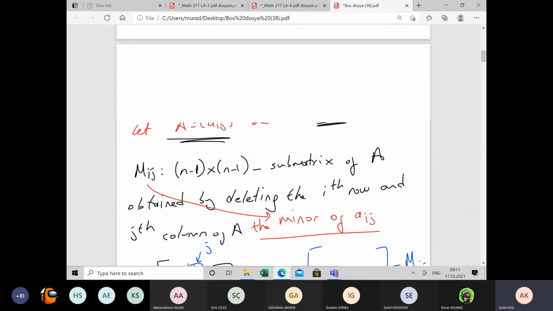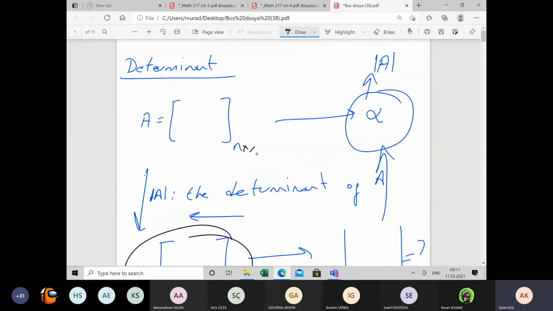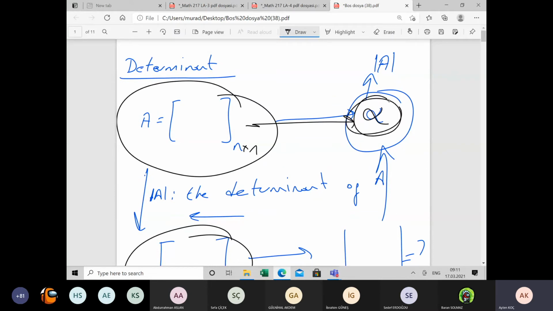Let's come back. Take our matrix, and we get the determinant of A. This one is a fixed number. For example, we obtain 2. It is not possible to get 2 and 3, for example, or 5.